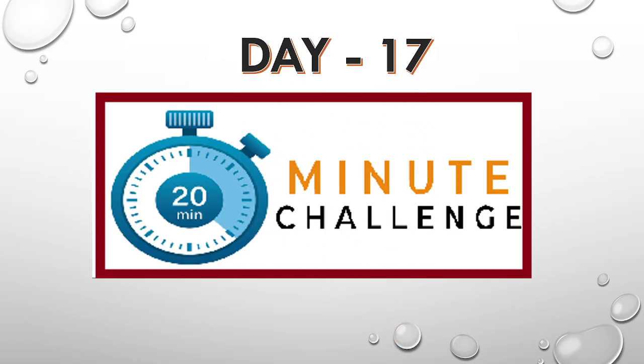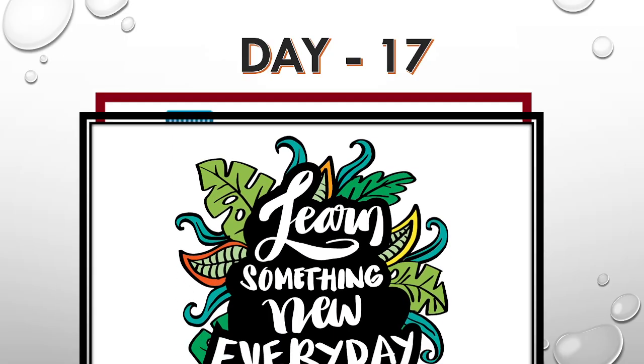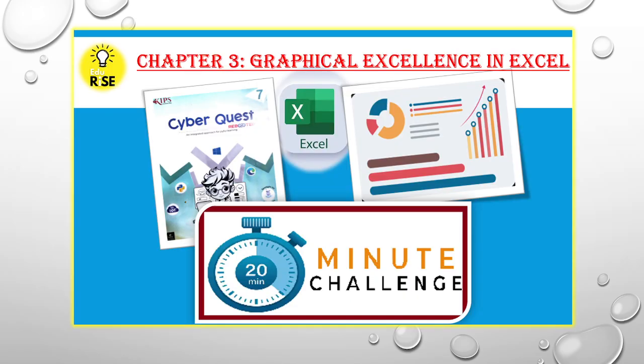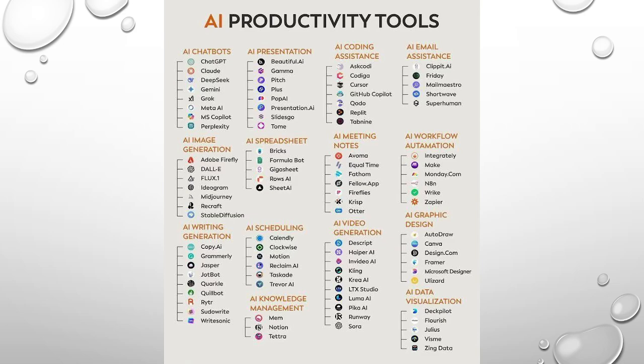And wait, I am bringing you something new. Let's learn something new every day. Let's see what we are going to learn today. Oh, it's the same. Chapter 3, Graphical Excellence in Excel. Cyber Quest keeps learning grade 7. We are going to learn about graphics in an Excel sheet. But let's see what's new today. This is what we are going to see in Learn Something New Every Day.